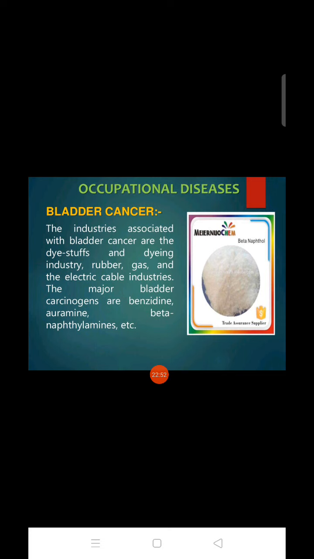Bladder cancer: the industries associated with bladder cancer are the dyestuff and dyeing industry, rubber, gas, and electrical cable industries. The major bladder carcinogens are benzidine, aniline, and beta-naphthylamine, etc. These are the causes of bladder cancer.